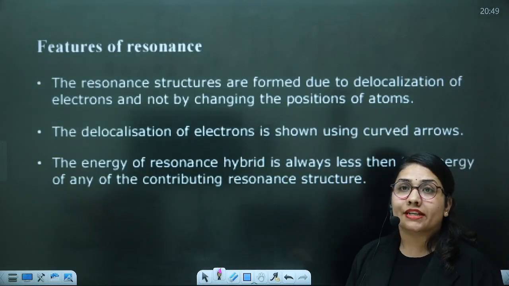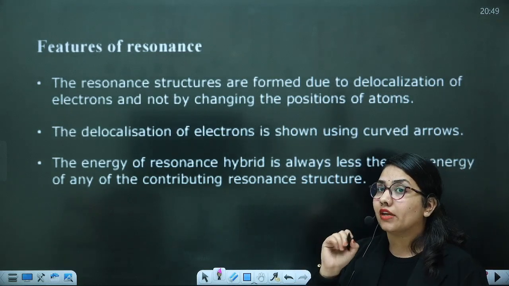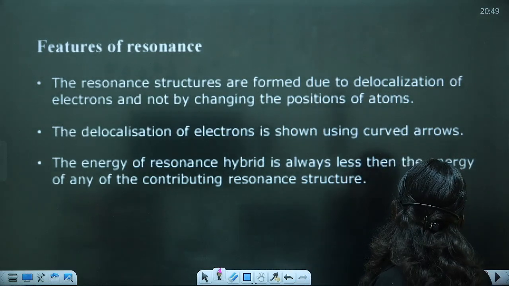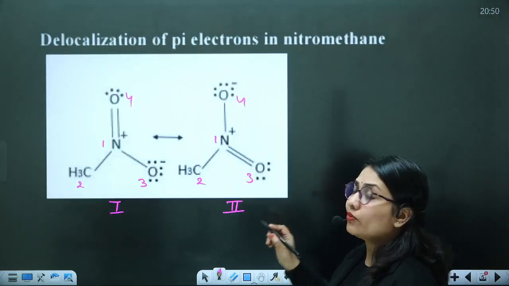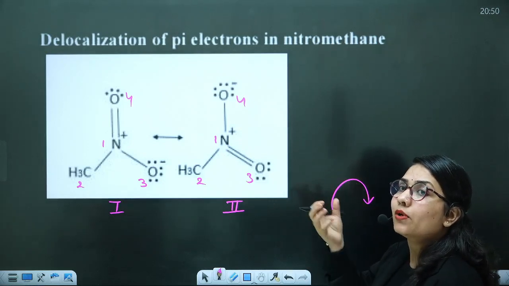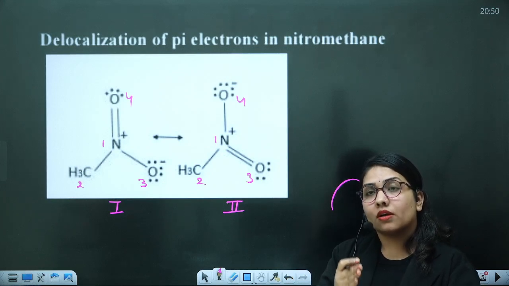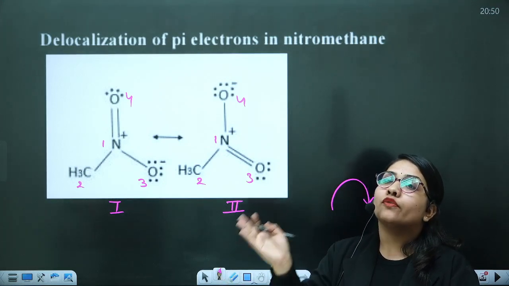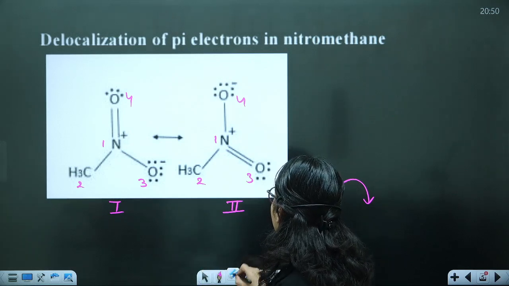Now come to the next feature. The delocalization of electron is shown by using curved arrows, okay. When you show the delocalization taking place, what will you do? You will use the curved arrow, okay. It will show that these particular electrons of a particular pi bond or a lone pair or a negative charge are moving from one place to other, okay.